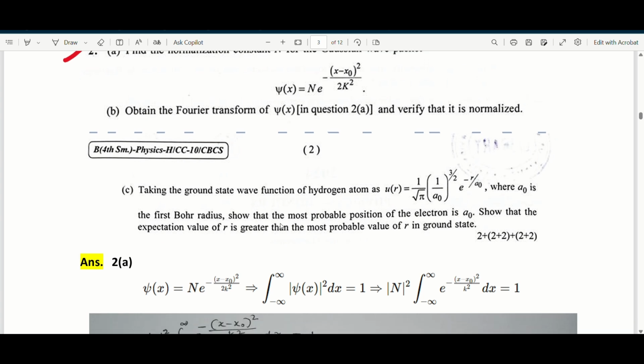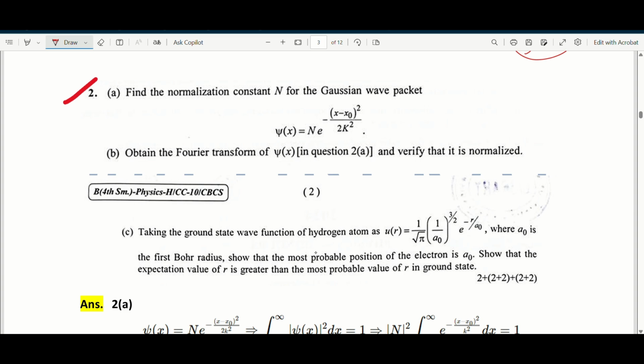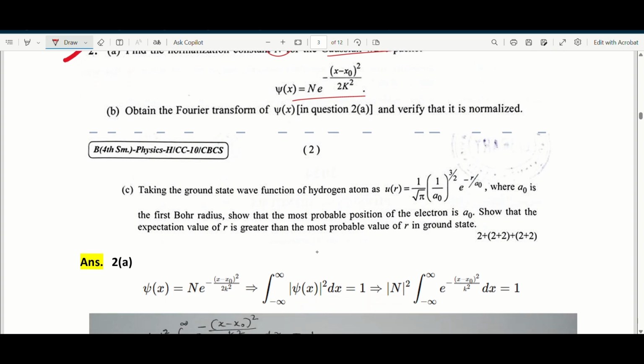So question number 2. Find the normalization constant n for this given wave function. So what to do? The normalization constant we need to find. The normalization condition is ⟨ψ|ψ⟩ = 1.